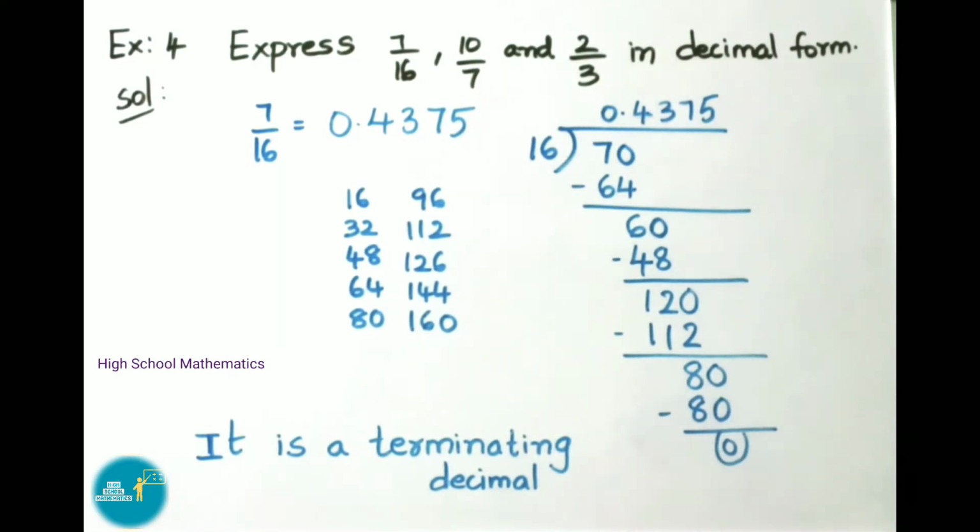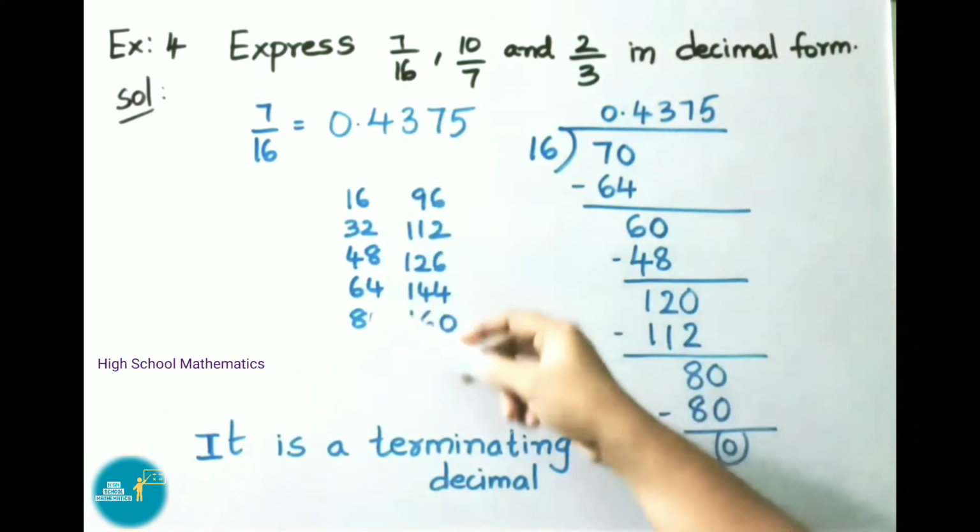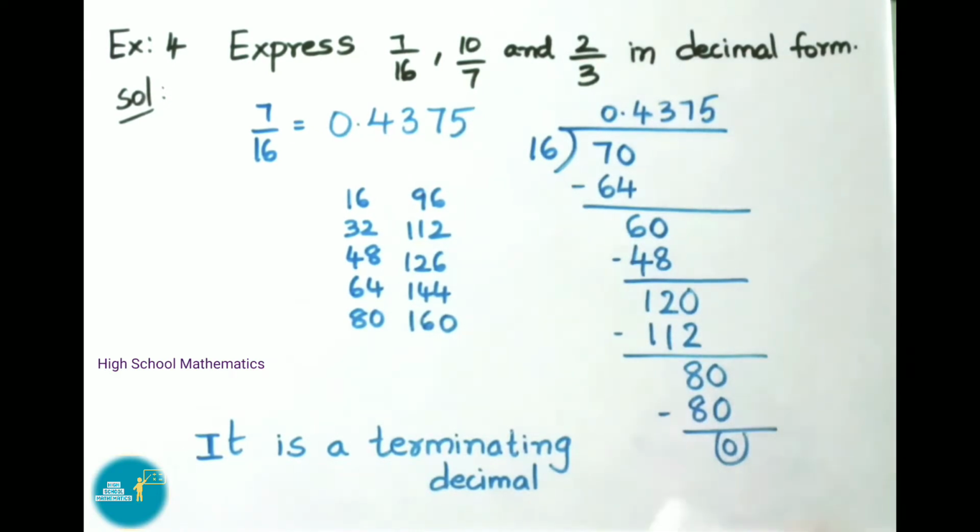8 is less than 16. So decimal is there. We can place a 0 here. Now the number is 80. 16 table, 5 times is 80. So we have written here 80.